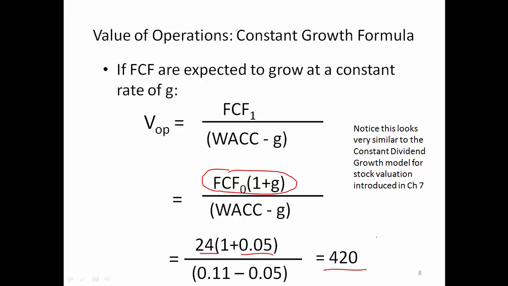Notice that this looks very similar to the constant dividend growth model for stock valuation that we introduced in the previous lecture. Remember, for the stock valuation, the value of the stock equals D1 divided by rs minus g, right? So instead of D1, now we have free cash flow 1. Instead of the required rate of return minus g, now we have WACC minus g.